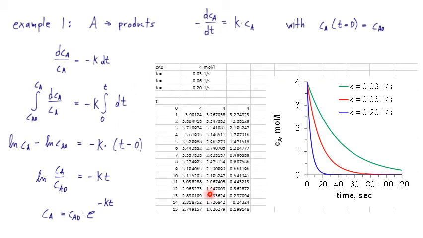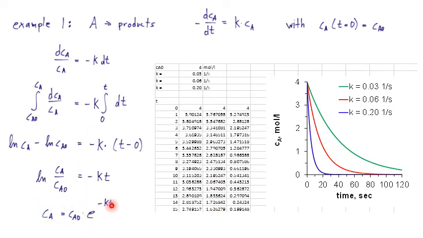So here's a little Excel spreadsheet that I prepared. So Ca naught, my starting concentration of A, is 4 mole per liter. Right? And now I would like to compare 3 different k values, 3 different rate constants. So 0.03 per second, 0.06 per second, and 0.2 per second. So this is the slowest and this is the fastest. So here in this table, I plot the time in seconds from 0 to 15 seconds and beyond, that's below here. And here in these 3 columns, I plot this expression.